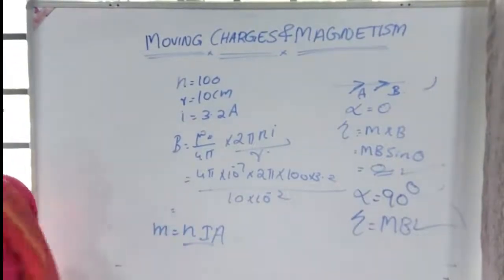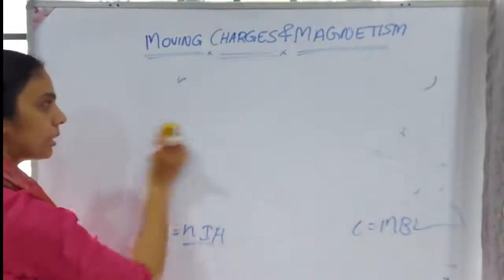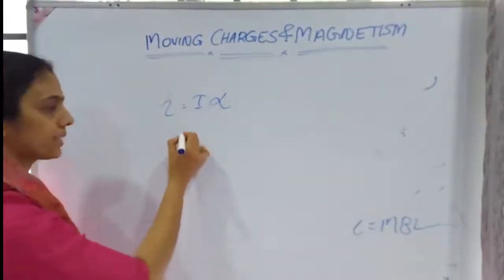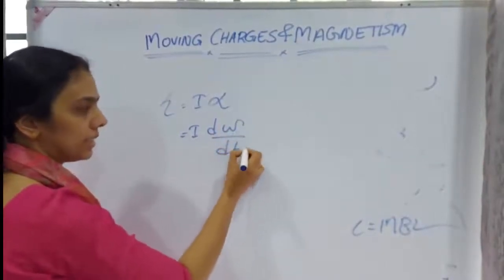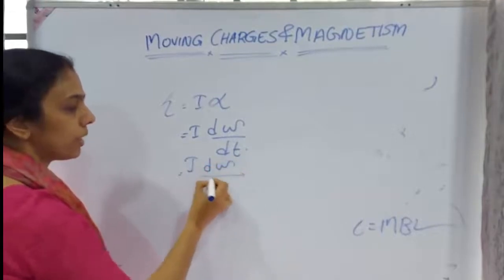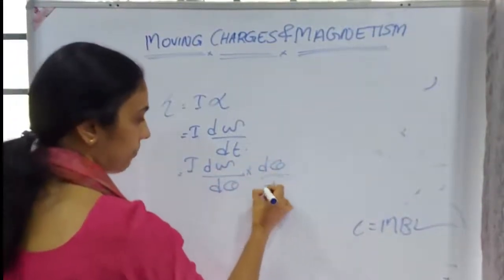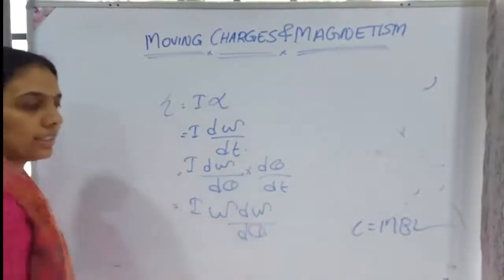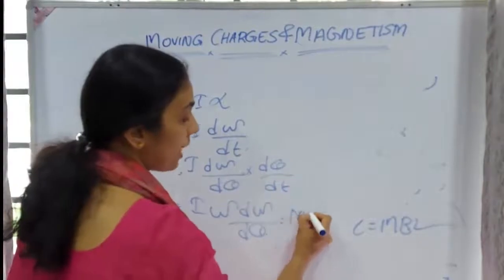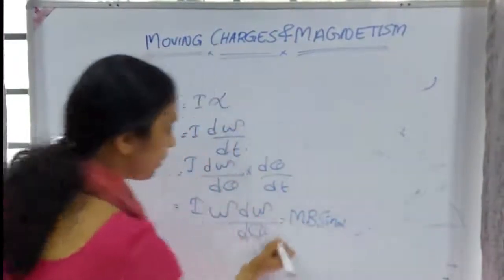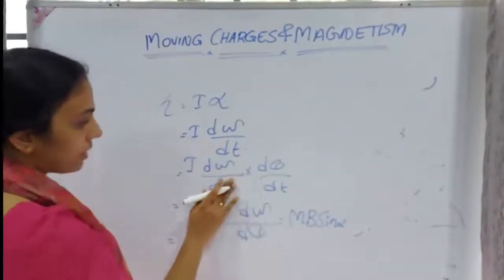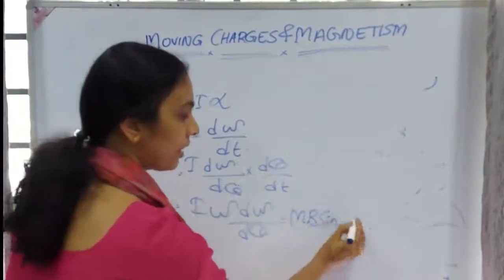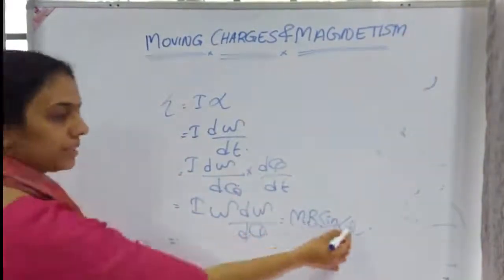For that, we should use some of the formulas from last year. Torque τ equals I alpha. What is alpha? Angular acceleration, that is I into dω/dt. Rearranging, I into dω/dθ into dθ/dt. What is this dθ/dt? That is omega, so I ω dω/dθ. We know torque τ equals M cross B, MB sin alpha. Here this alpha and alpha will be getting confused, so for the time being I am writing theta here, because otherwise this angle will be varying.